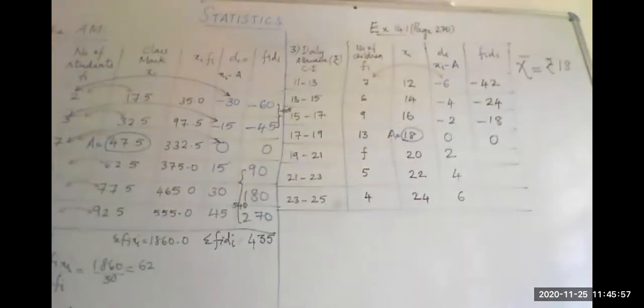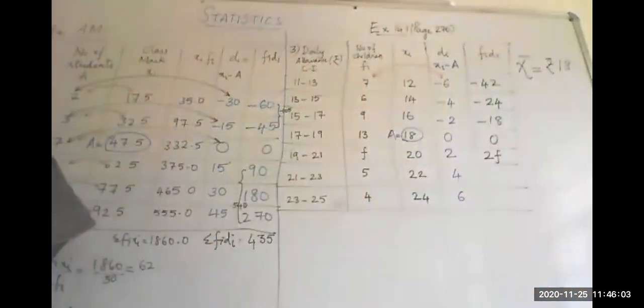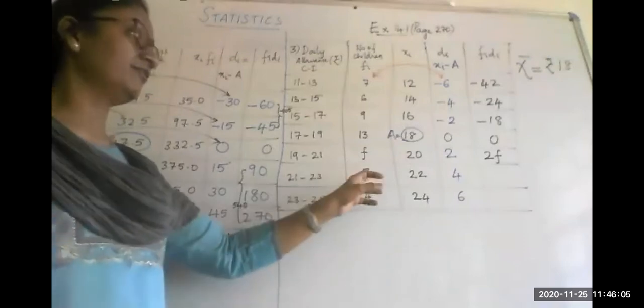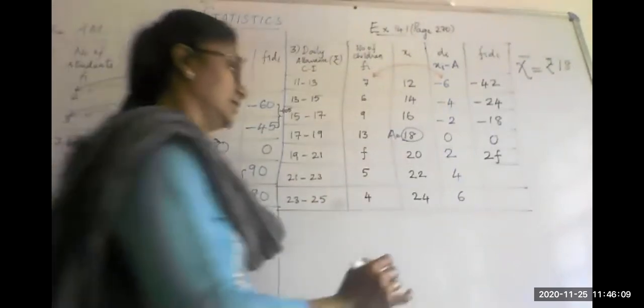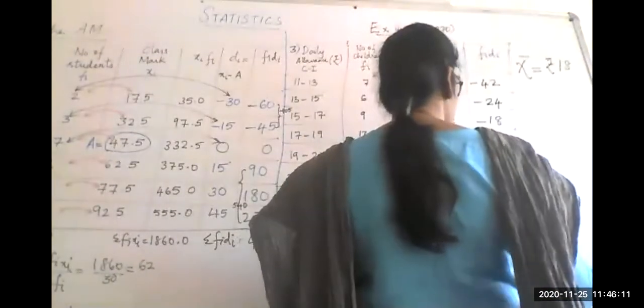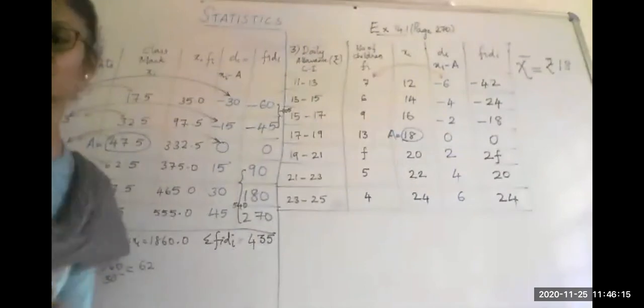2 into f, don't worry, just write it as 2f, because you can't multiply 2 into f any further. 5 into 4 is 20. 20. 6 into 4 is 24. Now what do you have to do?